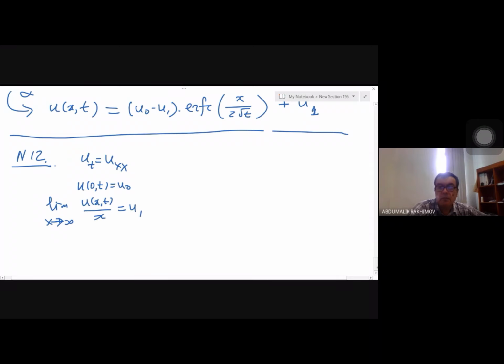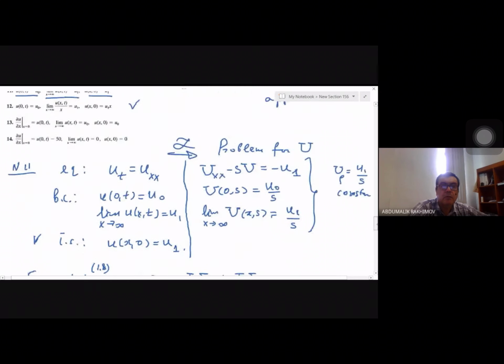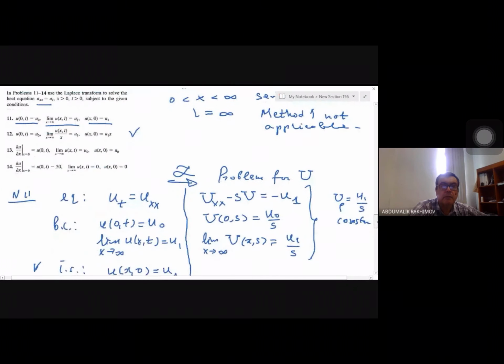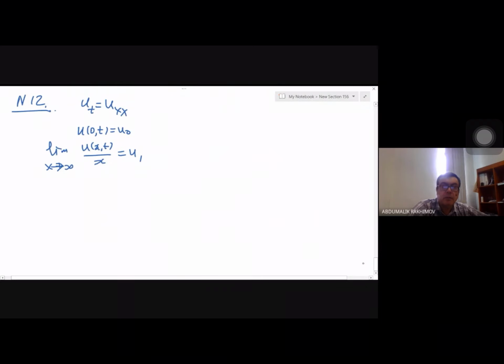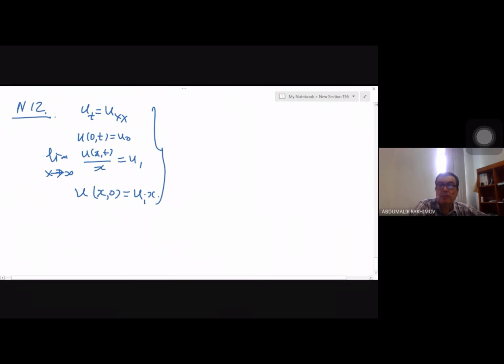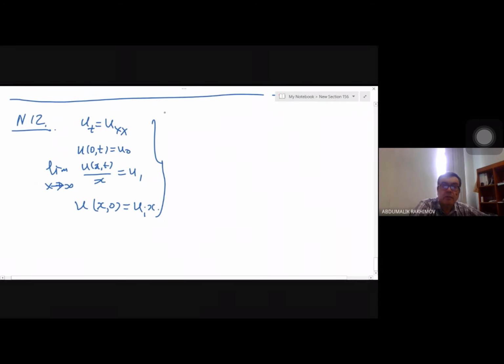Let me check again. Yes, u of x, t over x. Then the initial condition, u of x, 0, is equal to u1 times x. So this is the original problem, right? Let me now write what the transformation of this problem will be. What will the Laplace transformation be? What will happen with the equation?